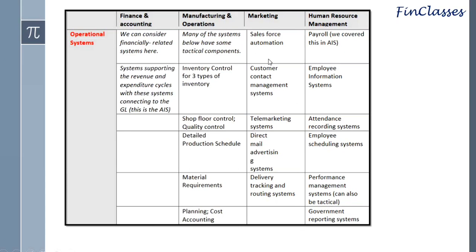Coming under marketing: Salesforce automation that we have seen, customer contact management, customer relationship management, telemarketing, direct mail advertising systems, delivery tracking and routing systems. You may be using delivery tracking on Amazon and everything, where is your delivery. Payroll, human resource, employee information, attendance recording systems, employee scheduling systems, performance management systems, government reporting systems, because definitely regulatory requirements will be there.